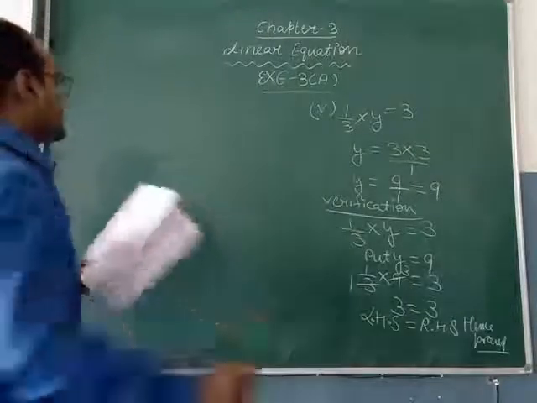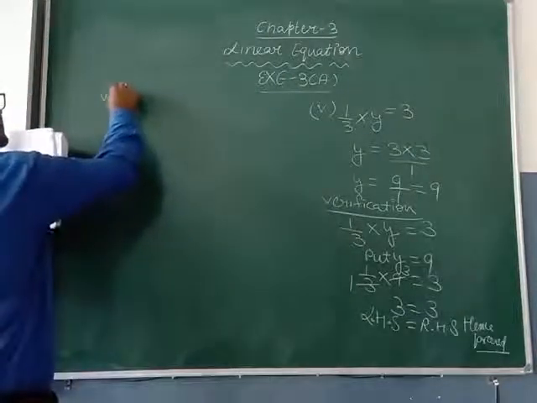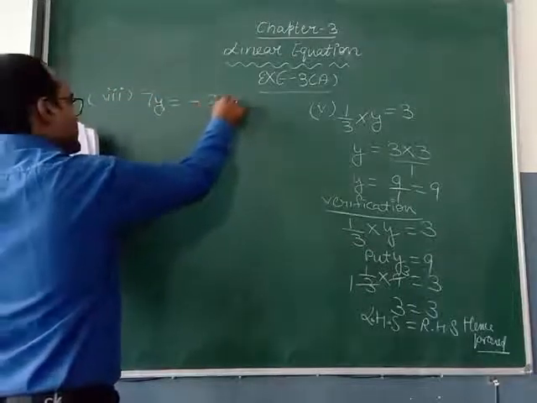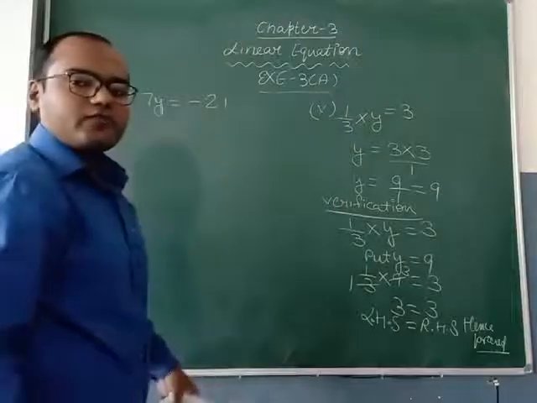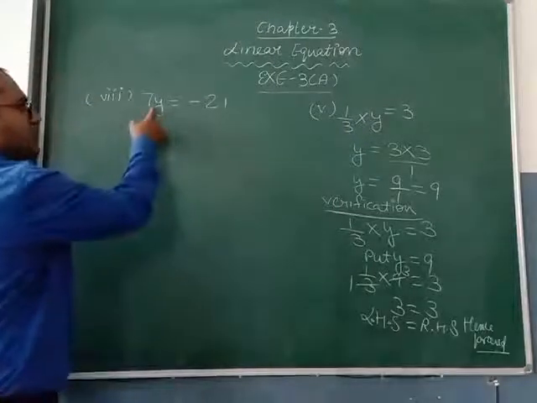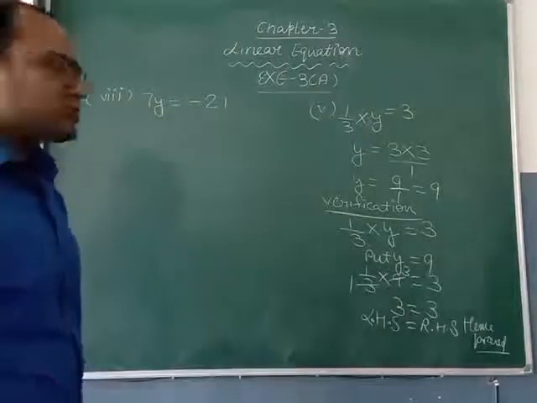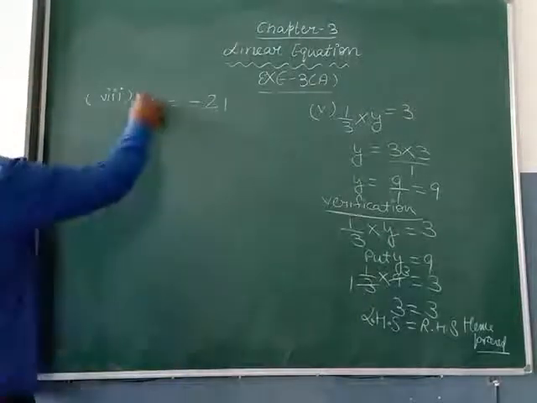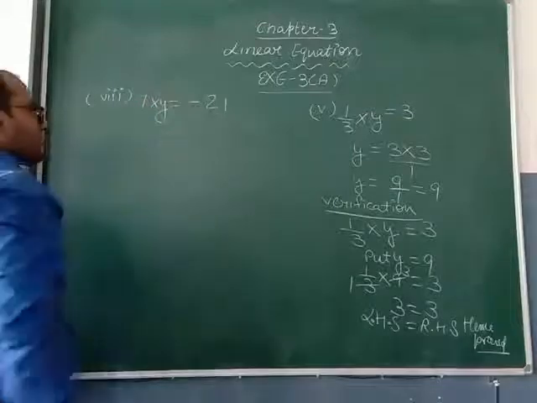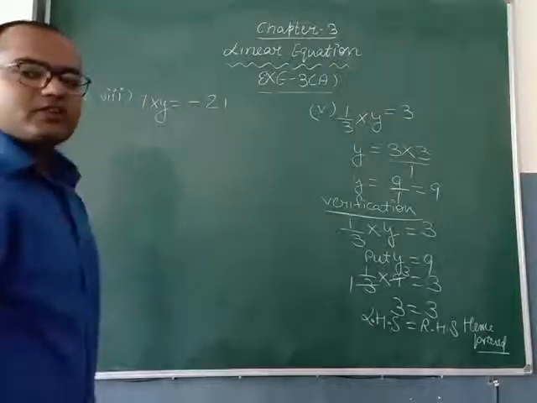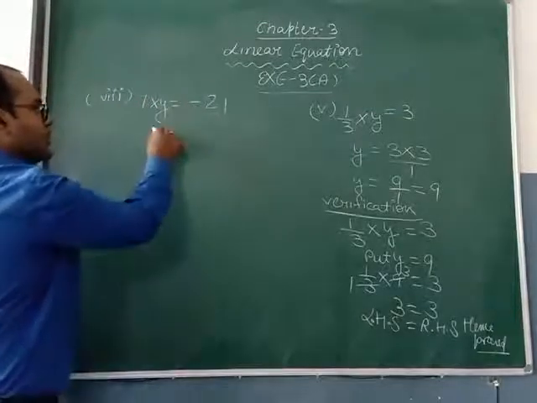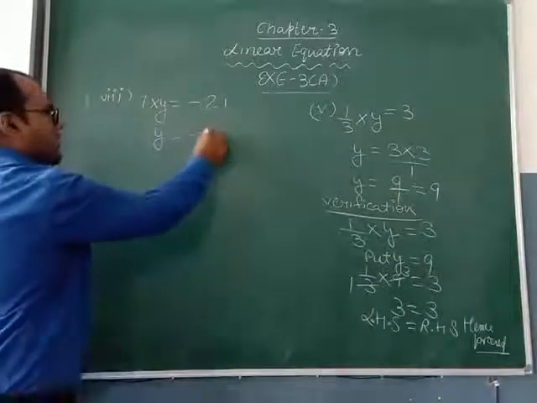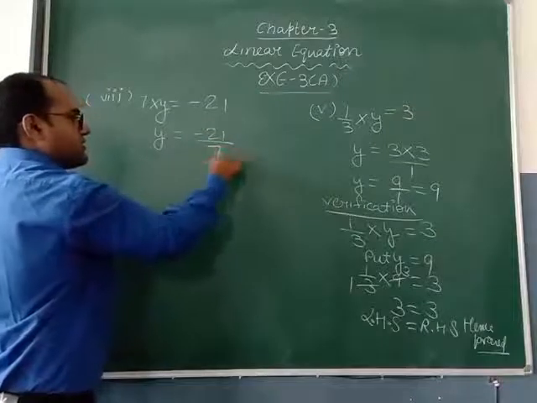Eighth part is 7y is equal to minus 21. So first of all, between 7 and y no sign is given. So between 7 and y we will take the multiply sign. Now this 7 is in multiplication with y. When we bring it to the right hand side, this 7 will be written in divide. So y is equal to minus 21 divide 7.